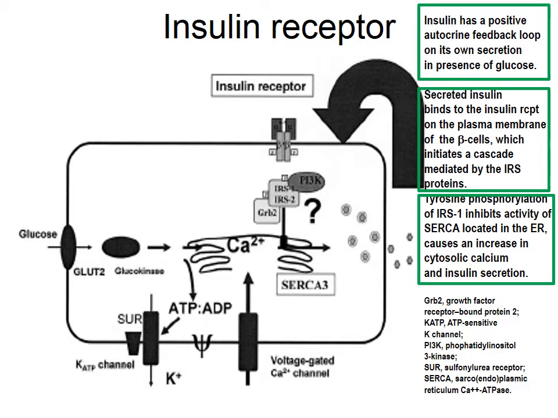Now, again, I don't mean to dwell on this at length, but insulin has been found to have a positive autocrine feedback loop, and what that basically means is that a little bit of it that gets released can actually bind to the beta cell and cause more to be released. And we'll discuss the mechanism of release in more detail in a moment.